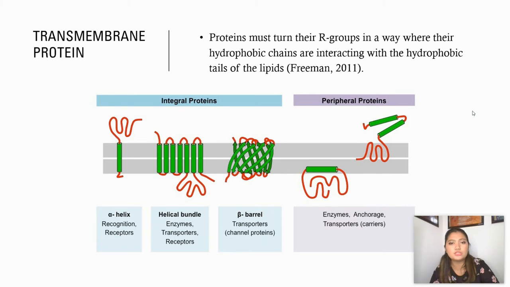So the integral protein, just like the word means, you integrate the protein into the membrane, so they are embedded in the membrane itself. So we have the alpha helix, the helical bundle, and the beta barrels. What these proteins need to do is turn their R groups, their side groups, in a way where their nonpolar or hydrophobic chains are interacting with the hydrophobic tails of the lipids.